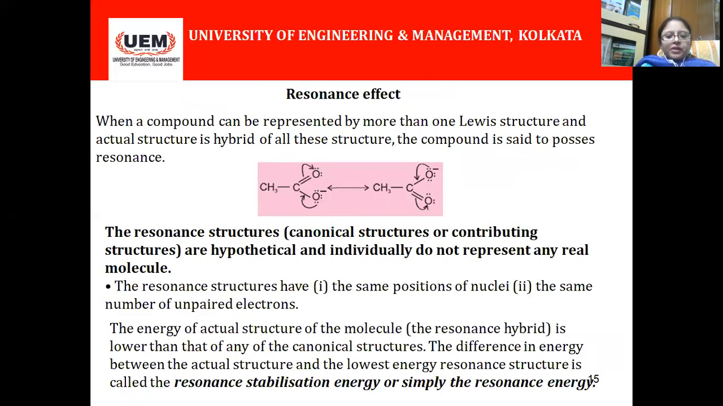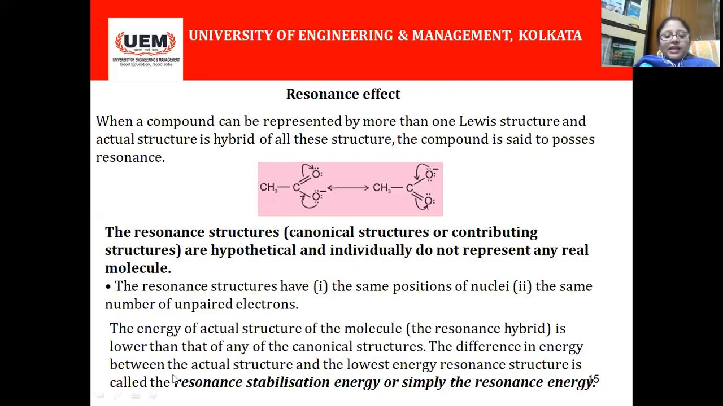Next is resonance effect. What is resonance? When a compound can be represented by more than one Lewis structure and the actual structure is a hybrid of all the structures, the compound is said to possess resonance. Resonance structure can also be denoted as canonical structure. You have to remember this is a hypothetical structure and does not represent any real molecule. For resonance structures, you have to remember two things. The position of the nuclei must be the same in all the structures, and the same number of unpaired electrons should be present in all the structures.